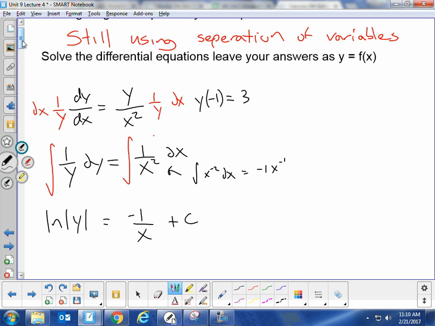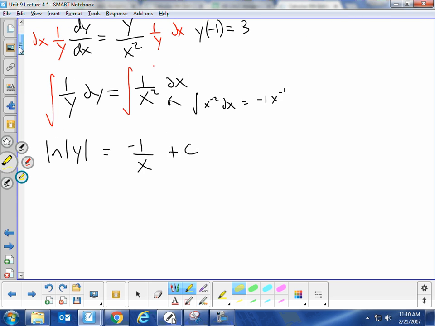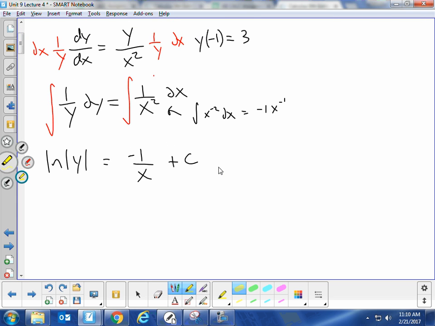Okay, now they want our answer in terms of y equals a function. So let's go ahead and solve for y. This is a general solution. We do have a solution. We can graph this and look at the solution whose derivatives are y over x squared. But the question asks us for y equals, so let's go ahead and solve. We have absolute y inside the log. We don't have anything in front of the log. Because of that, I can go ahead and take e to the power of both sides.